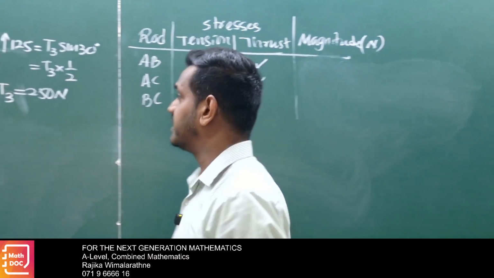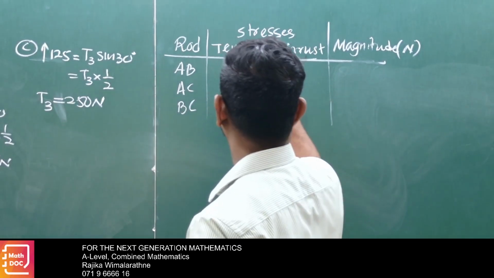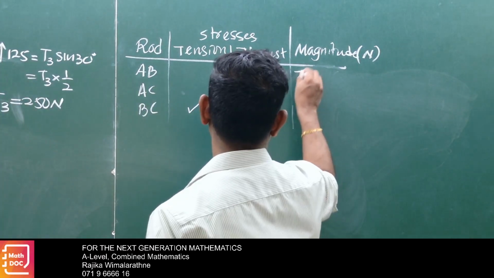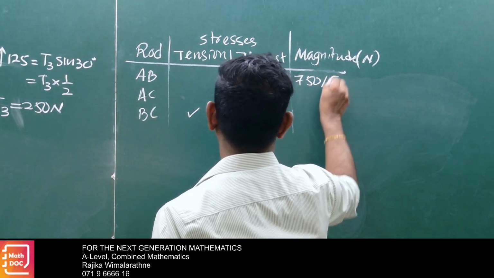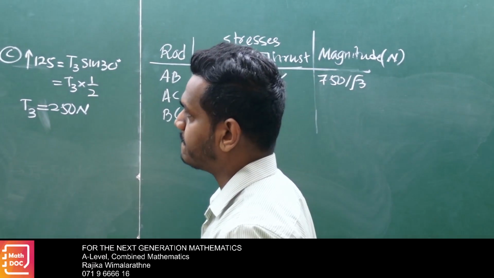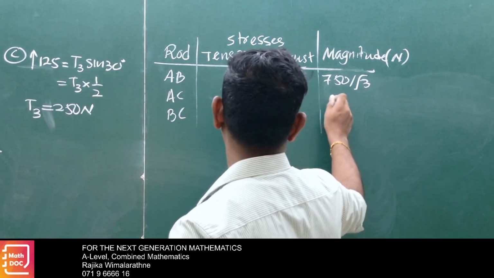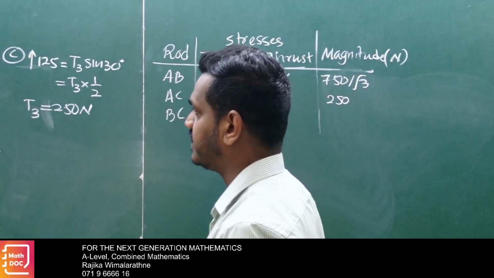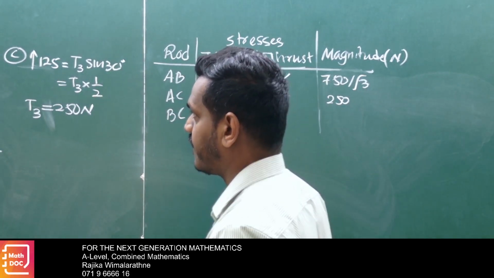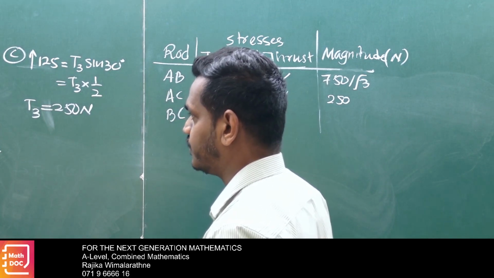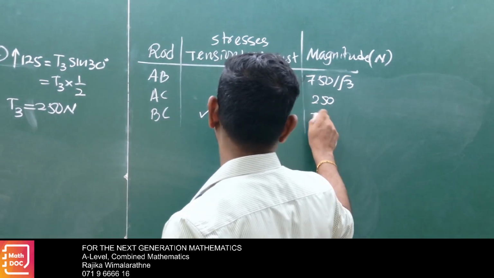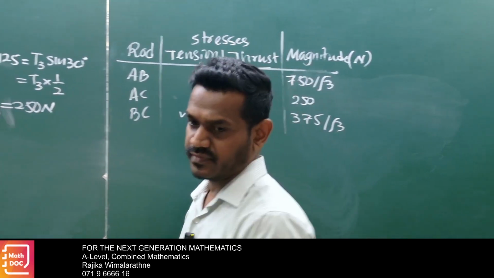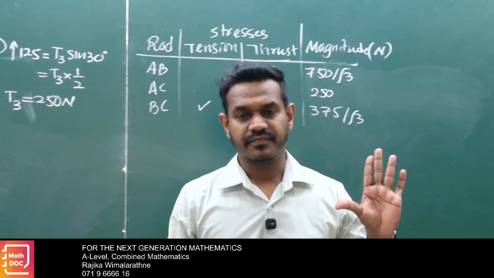Then you complete the table. AB thrust T1, 750 divided by root 3. AC T3, 250, and T2, 375 divided by root 3. Complete.